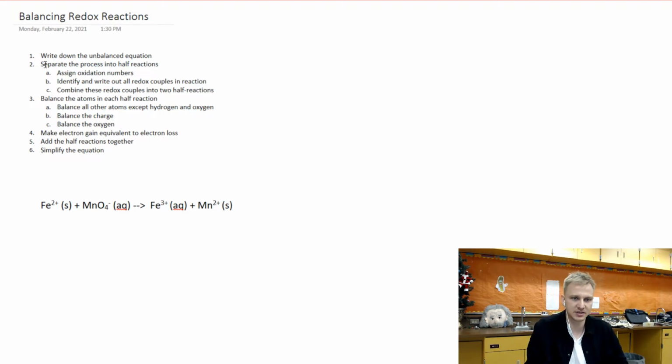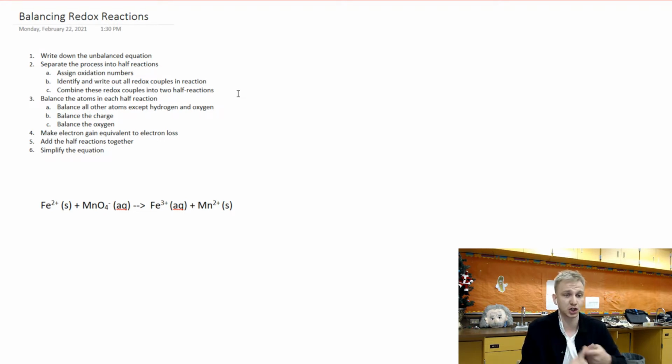Our 6 steps are to write down the unbalanced reaction. We are then going to separate the process into half reactions, and from there we'll assign oxidation numbers, identify and write out all redox couples in the reaction, and then combine those redox couples into 2 half reactions. Step 3, we're going to balance the atoms in each half reaction. So we're going to balance all other atoms with the exception of hydrogen and oxygen.